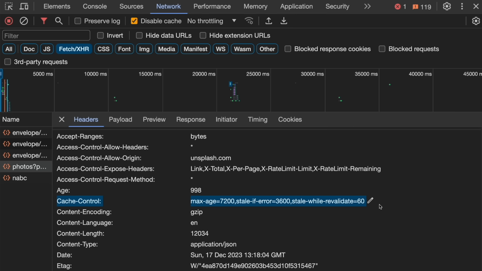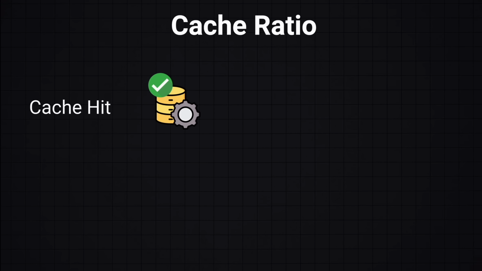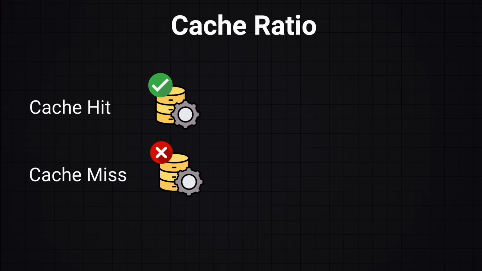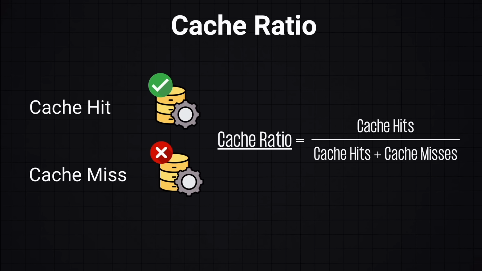We use the Cache-Control header to tell the browser how long this content should be cached. For example, here the Cache-Control is set to 7200 seconds, which is equivalent to 2 hours. When the requested data is found in the cache, we call that a cache hit. On the other hand, we have a cache miss, which happens when the requested data is not in the cache, necessitating a fetch from the original source. And cache ratio is the percentage of requests that are served from the cache compared to all requests, and a higher ratio indicates a more effective cache.